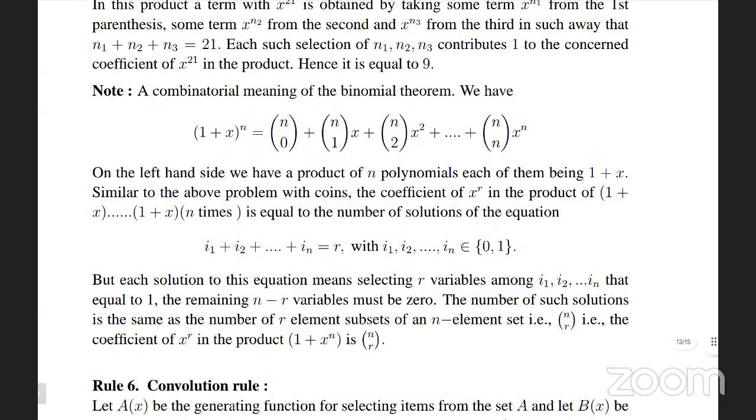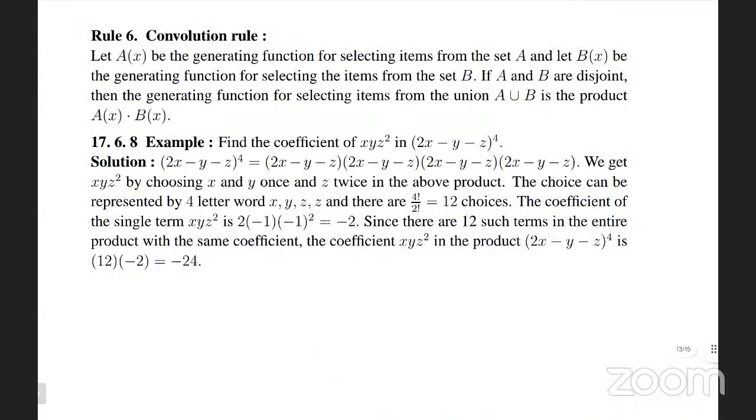Next, convolution rule. Convolution rule, we can take, he will ask, find the coefficient of x, y, z square in (2x minus y minus z) whole to the power of 4. So (2x minus y minus z) to the power of 4 equals (2x minus y minus z) into (2x minus y minus z), and like that up to 4 times. Here it is clearly the coefficient. If I observe the highest, it is x, y, z square. I can get it in the middle of the term.